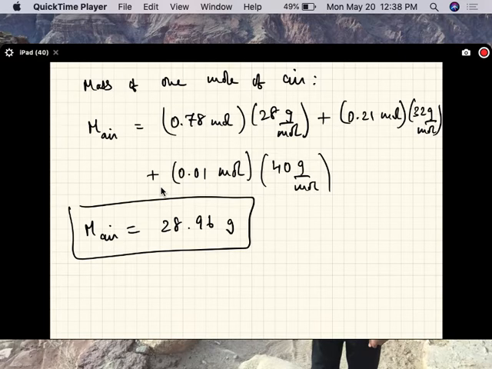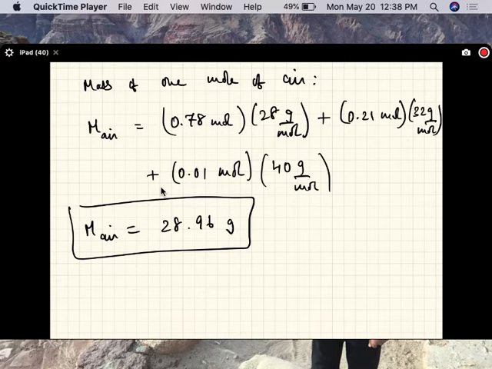So 1 mole of air weighs 29 grams. See, if it was all nitrogen, 1 mole of air would weigh 28 grams. But it's mostly nitrogen, and the rest are heavier molecules, so it weighs slightly heavier. Okay?